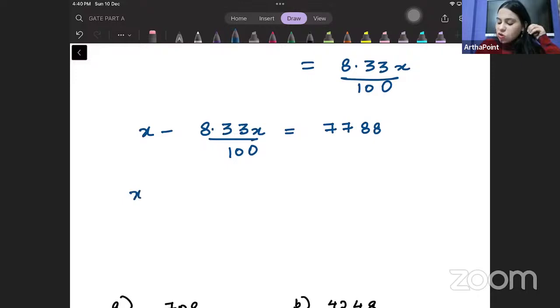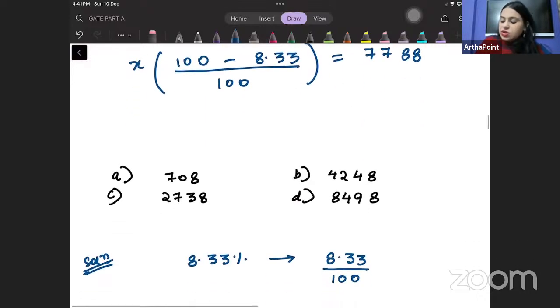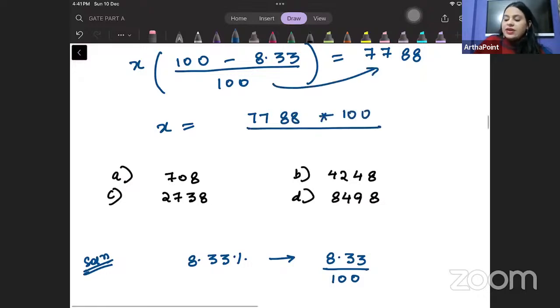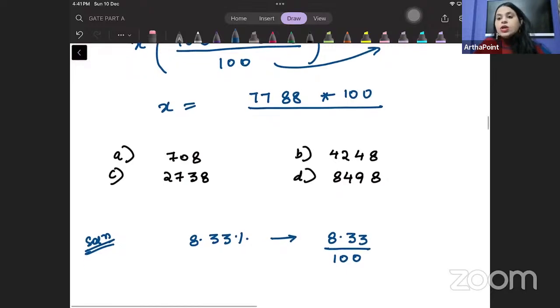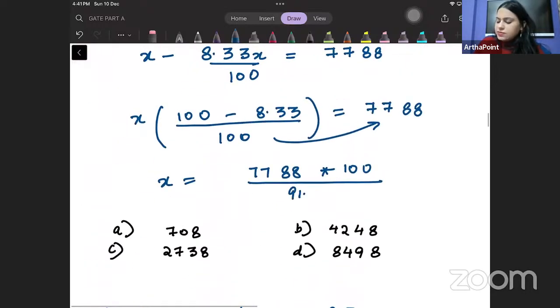Well, if I just take x common, this is going to be 100 minus 8.33 upon 100 is equal to 7788. हाँ बेटा, am I making some sense to you? Okay बेटा, so x will be what? 7788. ये यहाँ चला जाएगा. So into 100 divided by 100 minus 8.33. So 100 minus 8.33 is 91.67. So beta, this is going to be your value of x. X की value ये आ जाएगी.